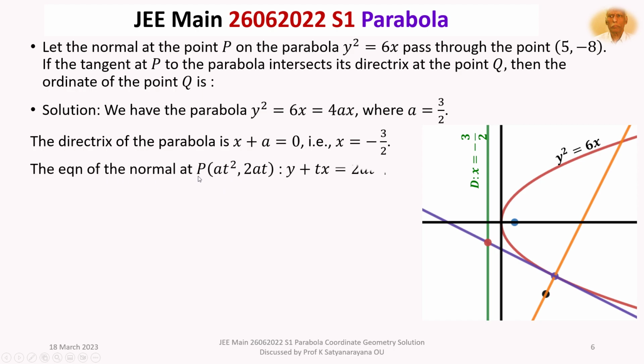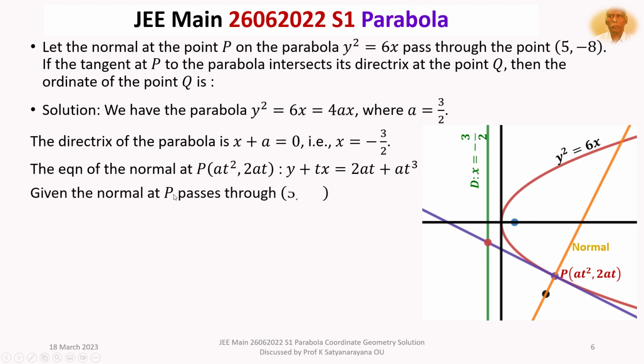The equation of the normal at P, the coordinates of the point P is taken in a parametric representation as (at square, 2at). This is the point P, and the normal we know is given by y plus tx is equal to 2at plus at cube. This is your P, that is the coordinates in parametric representation (at square, 2at), and this is the normal. Given the normal at P passes through (5, minus 8).